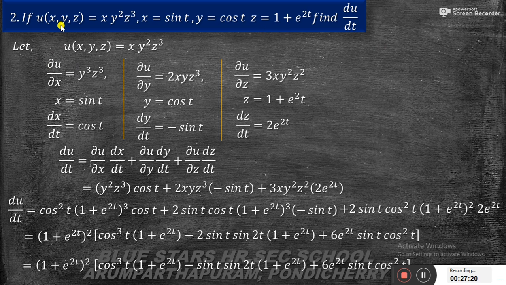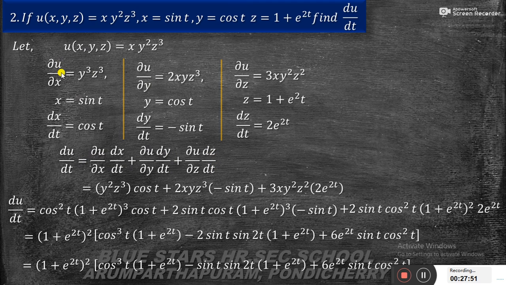So now this is the given function, u of x comma y comma z equal to x y square z cube. Now I calculate du by dt. We know that du by dt equals dou u by dou x into dx by dt plus dou u by dou y into dy by dt plus dou u by dou z into dz by dt, because there are 3 variables, x, y, z. So I write du by dt equal to dou u by dou x into dx by dt plus dou u by dou y into dy by dt plus dou u by dou z into dz by dt.